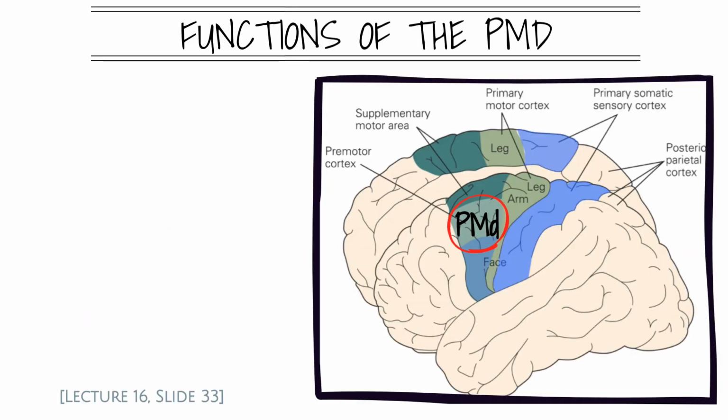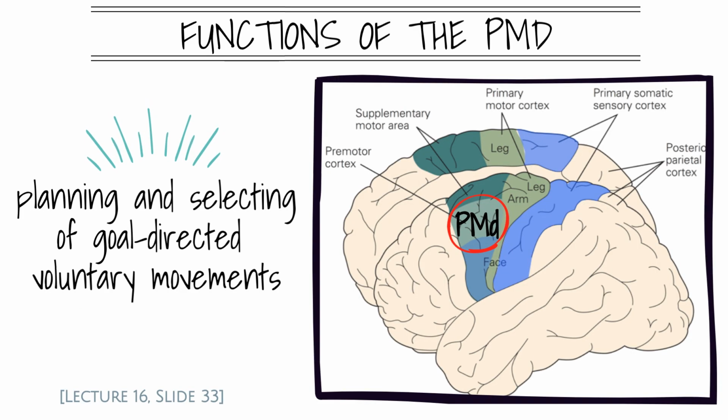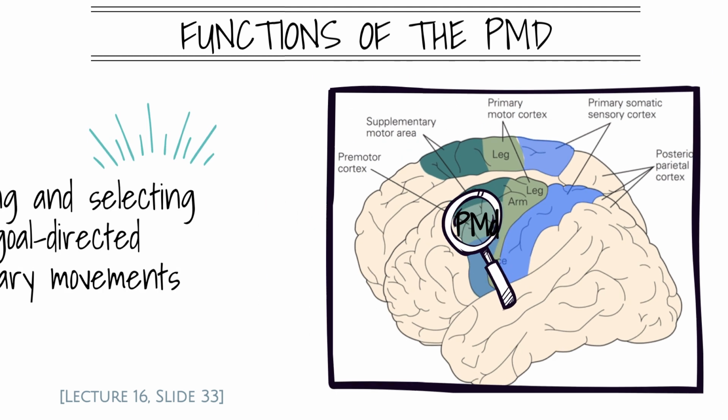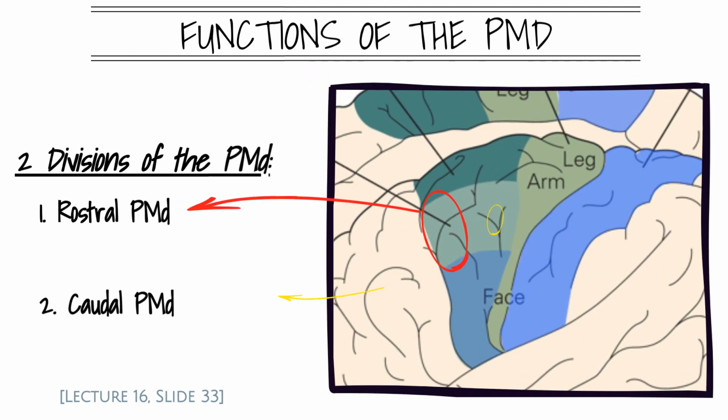The PMD is involved in planning and selecting goal-directed voluntary movements. It's important in selecting one action amongst many alternatives. PMD uses somatosensory feedback during movement to help guide and control actions. There are two divisions of the PMD, rostral and caudal PMD. Due to time constraints, we will not be going into the specifics of these two divisions today.